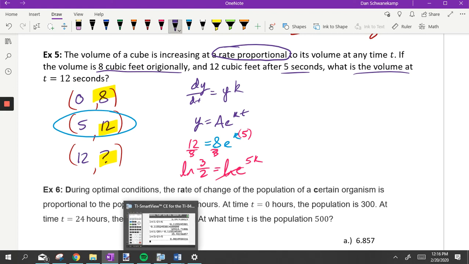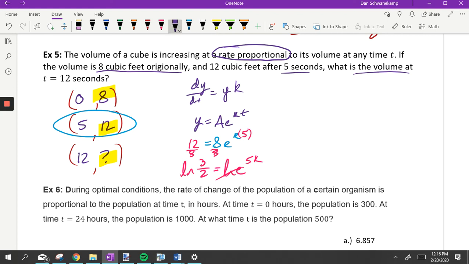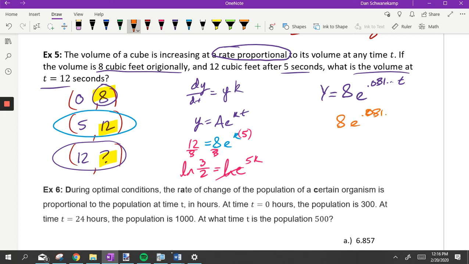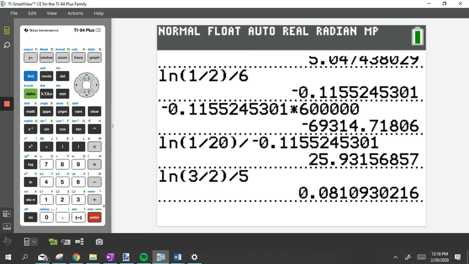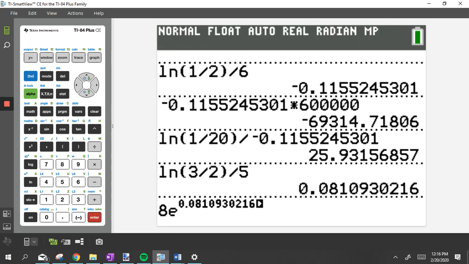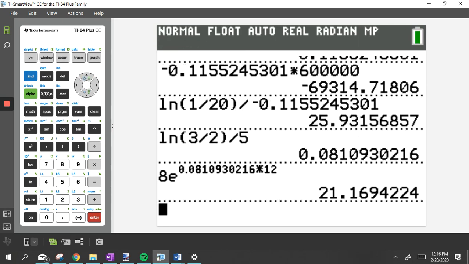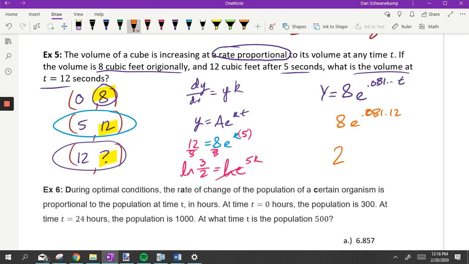What is the volume at t equals 12? Well, I've got my K number, so then I'm just plugging in. y equals A, still 8, e to the K, that 0.081 number, times my T. I want to know what it is after 12 seconds, so guess where that 12 goes. So in my calculator, I'm taking 8e to that number times 12. Type it in, hit enter. 21.169 is the final answer to that question. That is the volume at t equals 12.